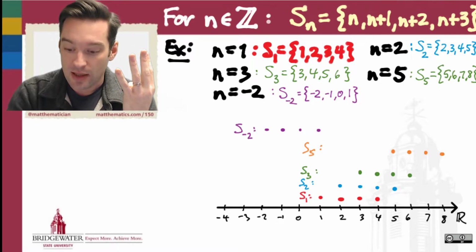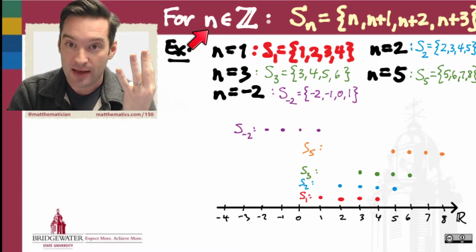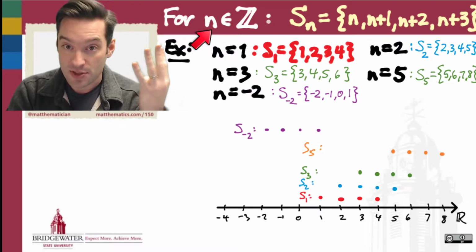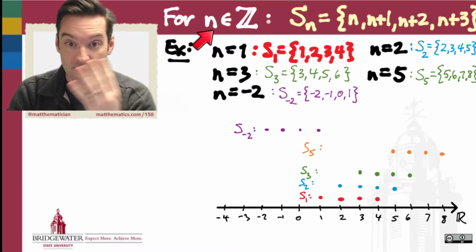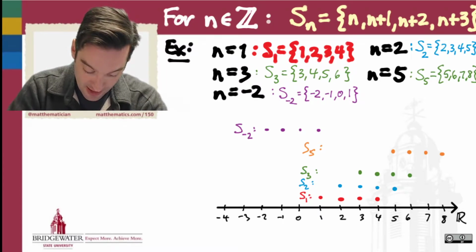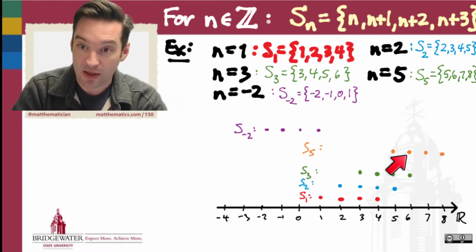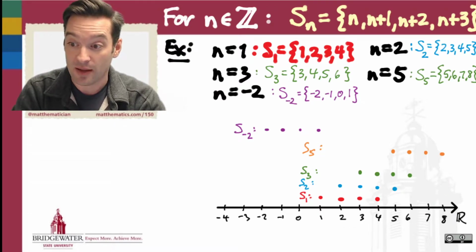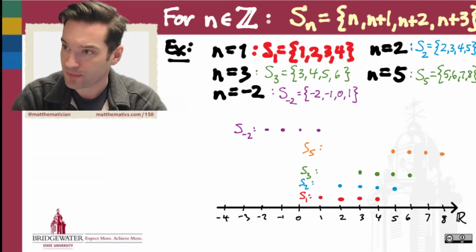And as the index n gets bigger, those integers are further up the number line. If n gets smaller, then it's further down the number line toward the left. And so this is a picture of what this infinite collection of sets looks like as far as some of its individual sets in that collection.